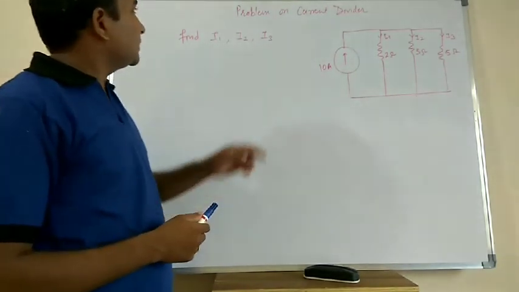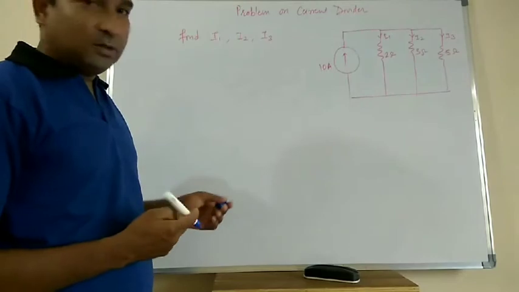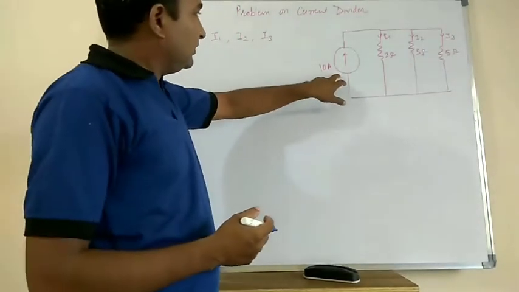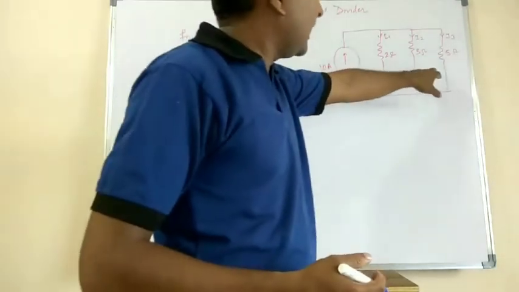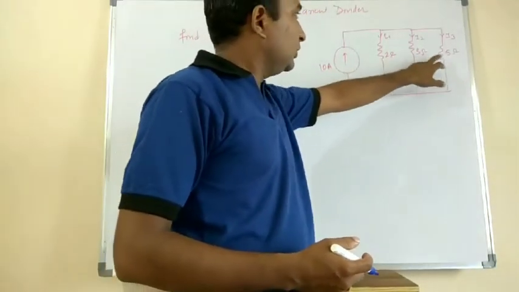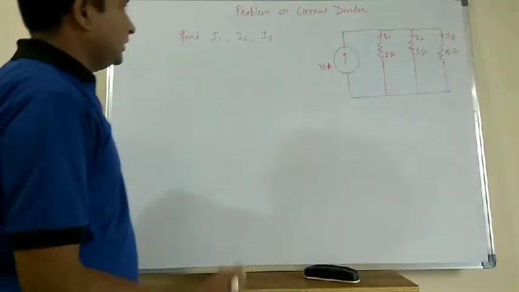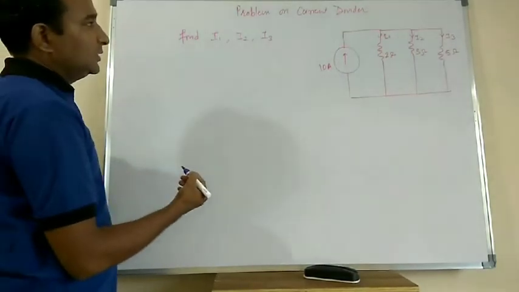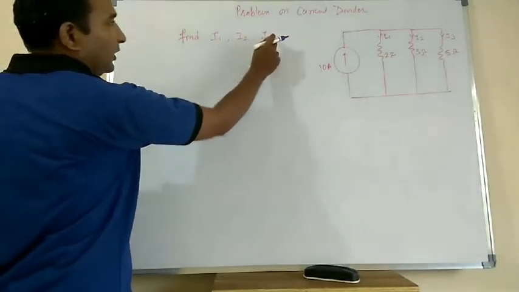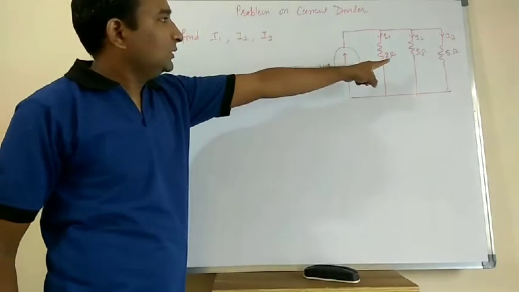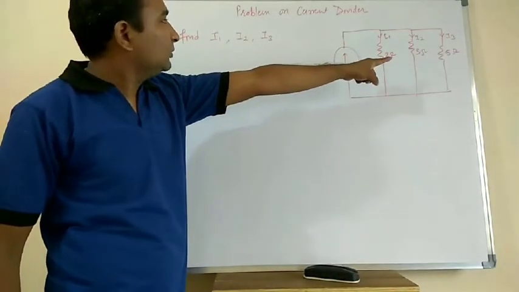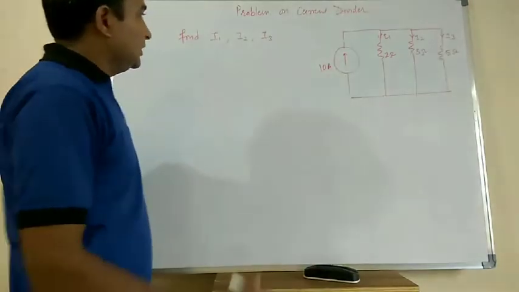Consider a problem based on current divider. This is the circuit where 10 ampere is the current source and three resistors are connected in parallel: 2 ohm, 3 ohm and 5 ohm. Here we have to find I1, I2 and I3, that is the current through the 2 ohm, the current through the 3 ohm and the current through the 5 ohm resistor.